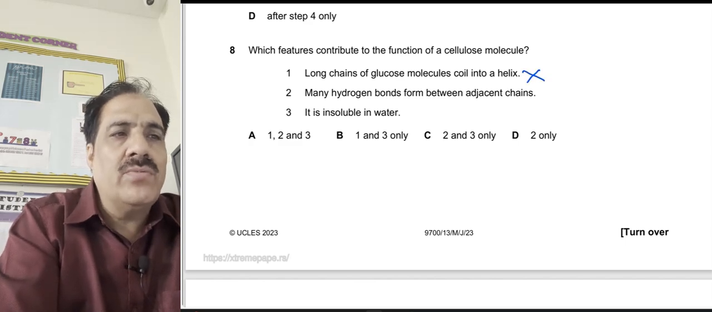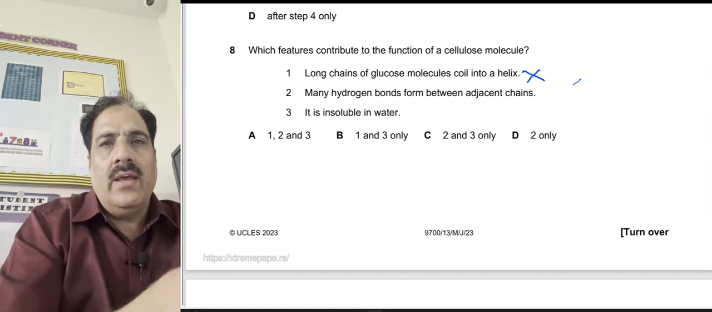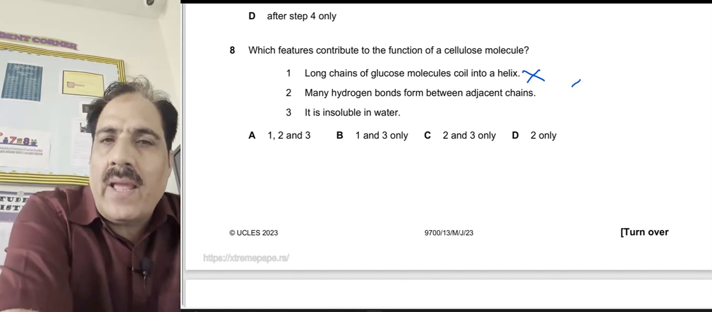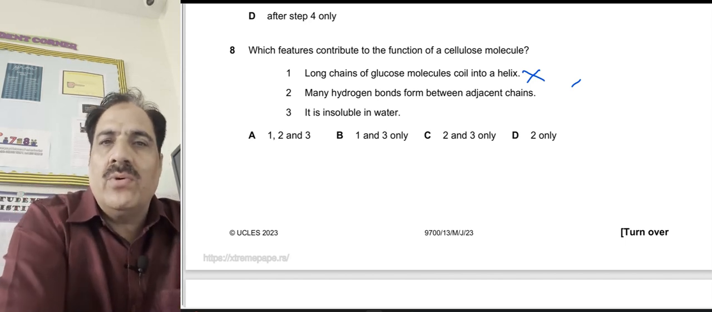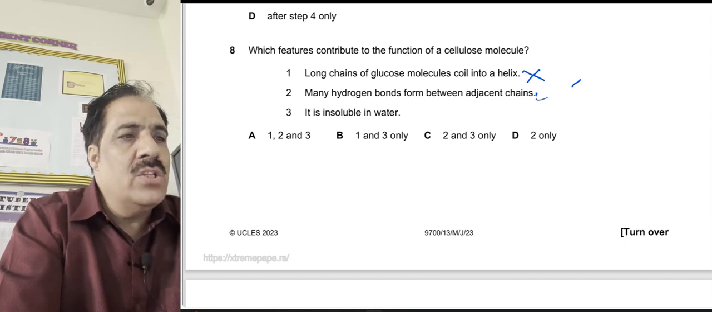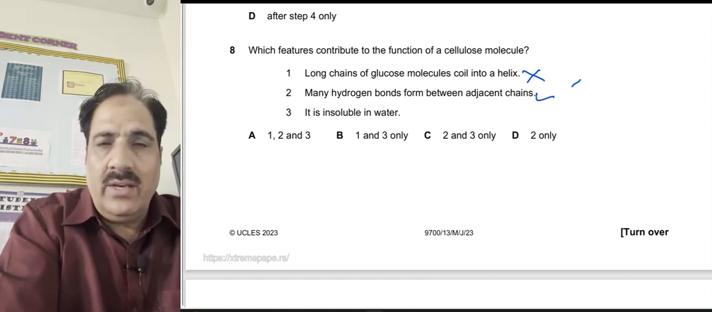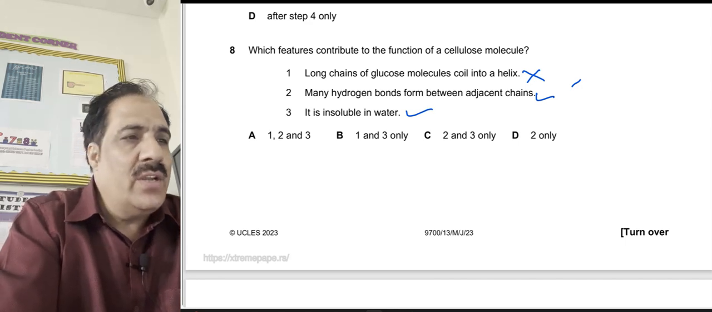Many hydrogen bonds form between adjacent chains. That's correct, because in a cellulose we know that every second beta glucose molecule is turned upside down, and the hydrogen bond is formed between carbon number 1 and carbon number 4. And it is insoluble in water. That is also correct, because if cellulose is soluble, then it will not be of any use. So that means options 2 and 3, means C is the correct answer.